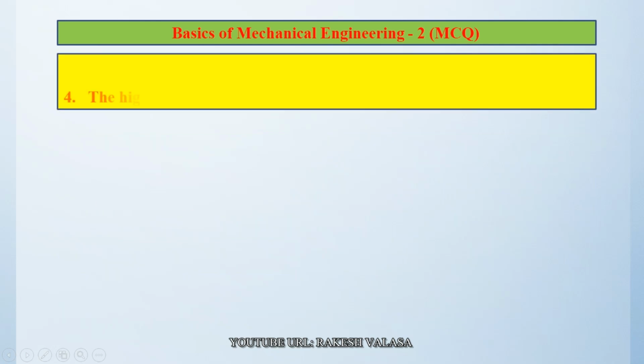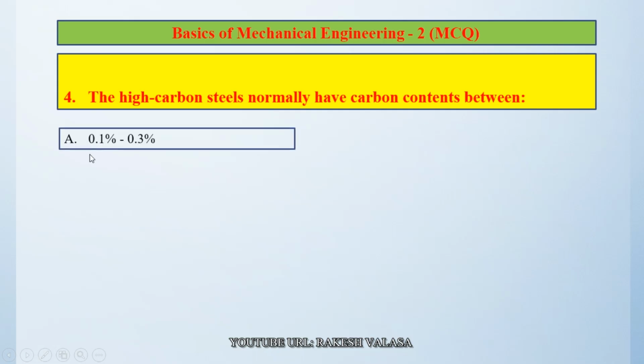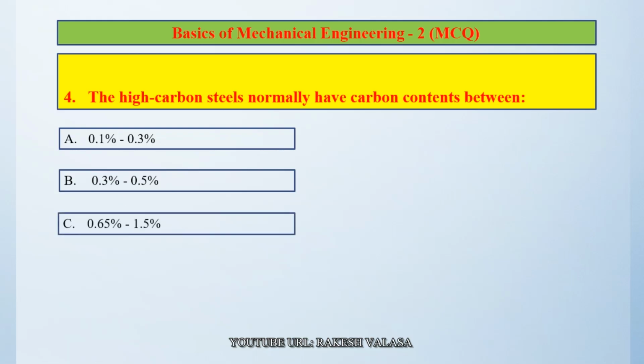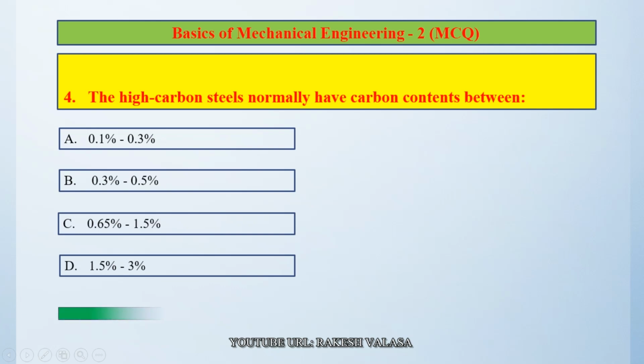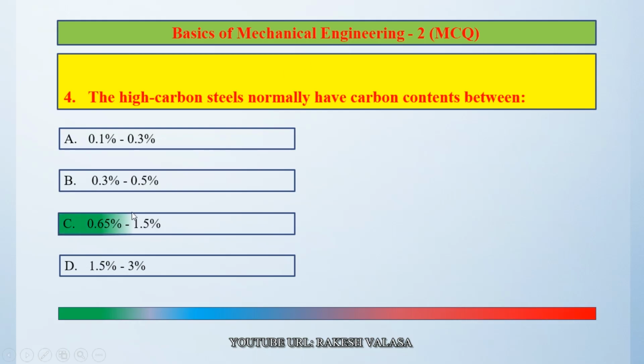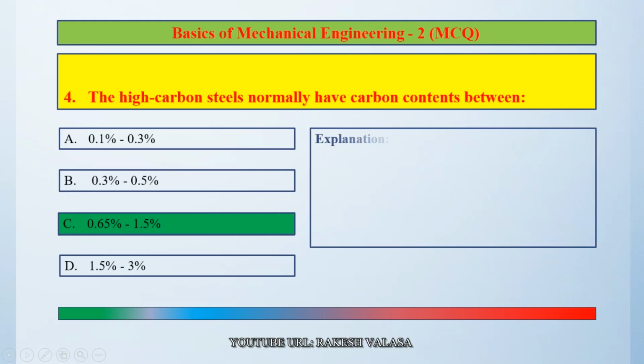Question number 4. The high carbon steels normally have carbon contents between option A 0.1% to 0.3%, option B 0.3 to 0.5%, option C 0.65 to 1.5%, option D 1.5 to 3%. The correct answer is option C 0.65% to 1.5%. Let us see the explanation.